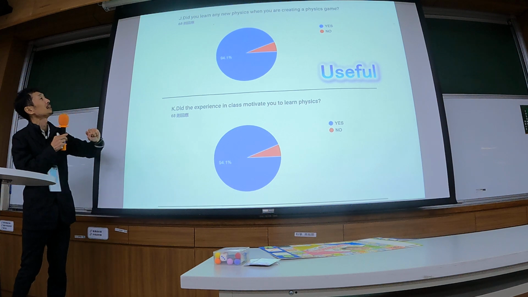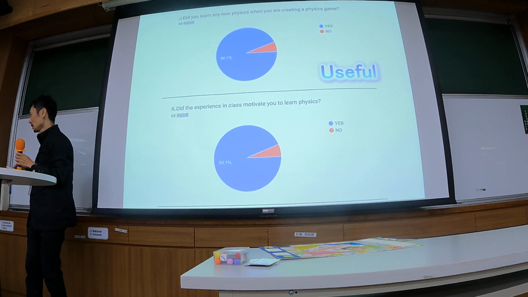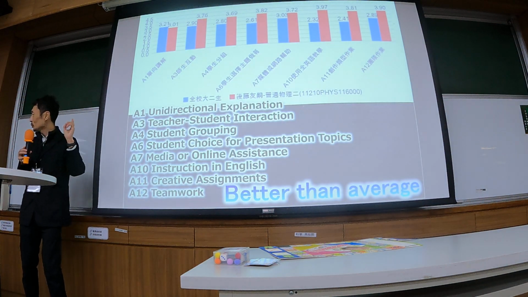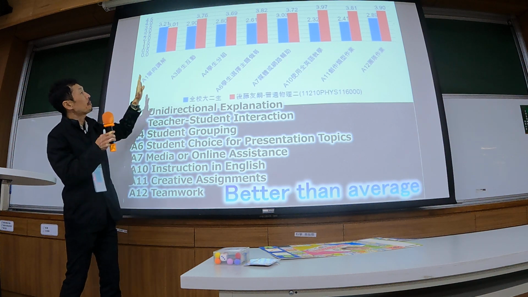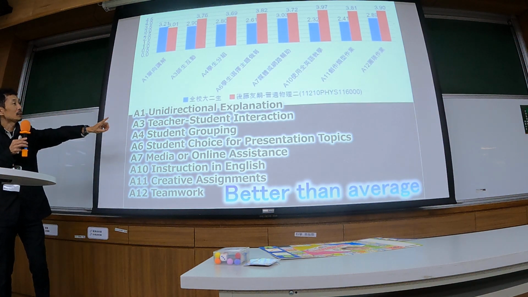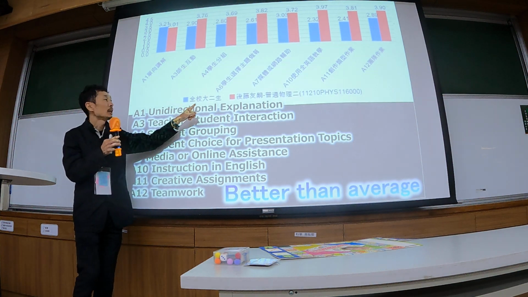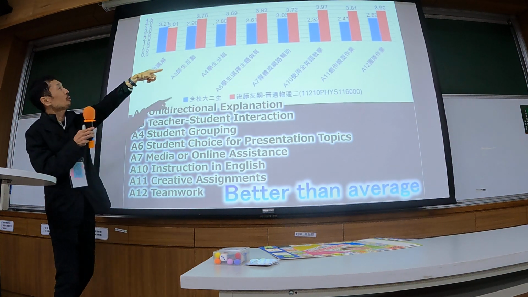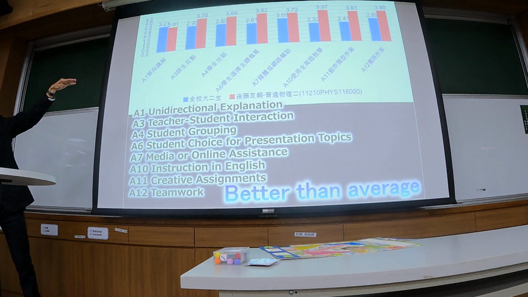94% of students learned something new and it was useful, so that's good. And then, although I don't understand Chinese very well, this is comparing the results of my class to all the other classes at the NCU. This is my class, and in most areas, my class is better than the average of the other classes, so that's good.